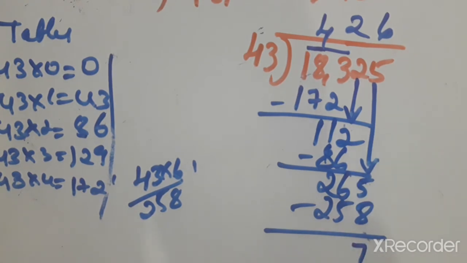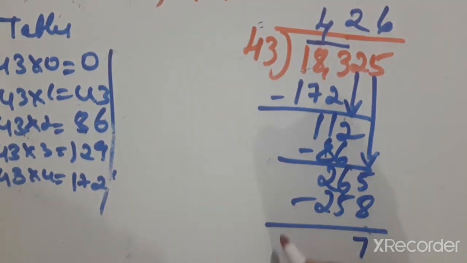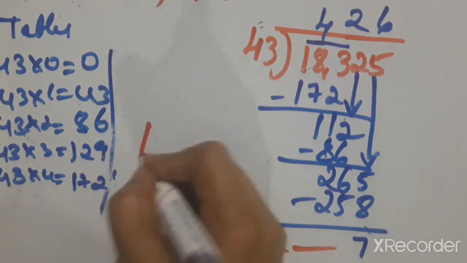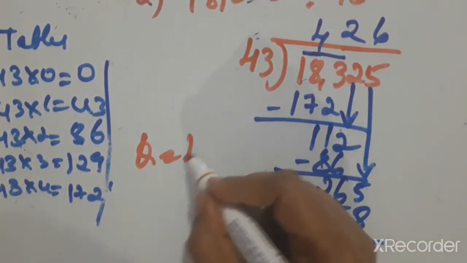Minus means 7 is the remainder. So here the remainder is 7 and the quotient is 426.